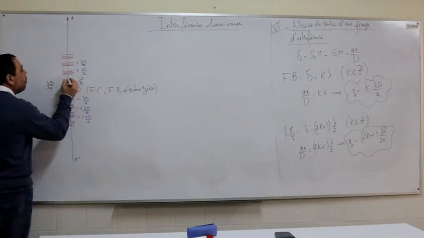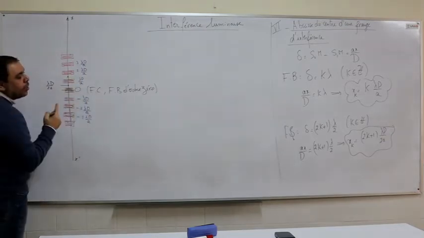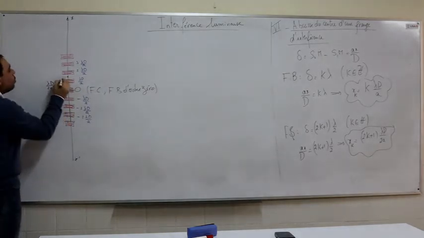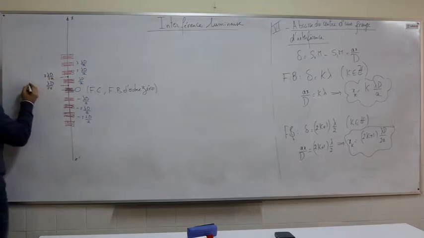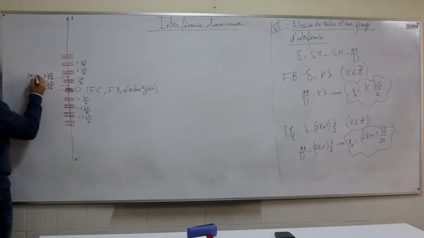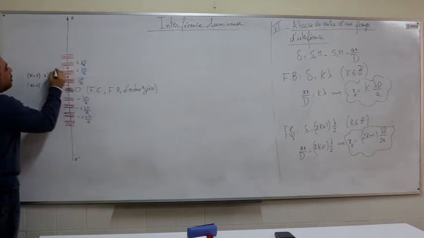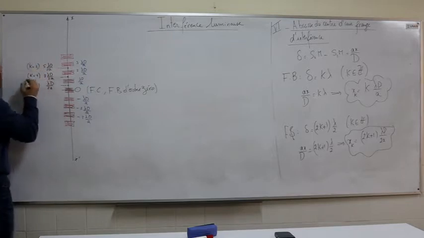The center of the dark fringe of order 1 corresponds to k equals 1. And we obtain 3 lambda d over 2a. This is the dark fringe of order 0, so k equals 0. Here k equals 1. And here k equals 2, so we write 5 lambda d over 2a.